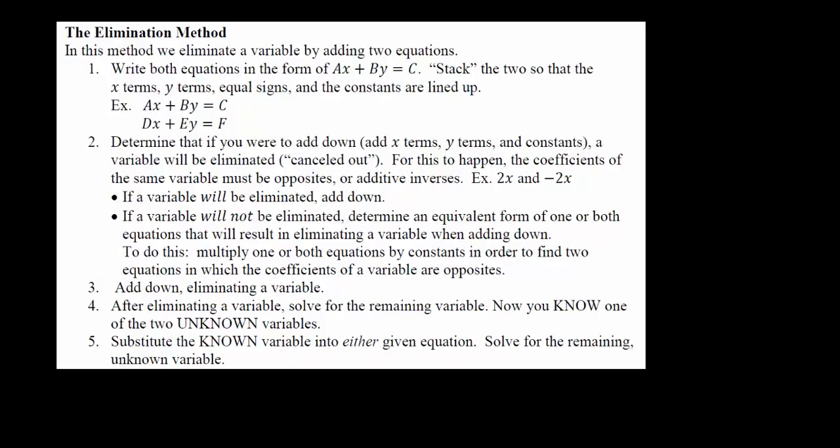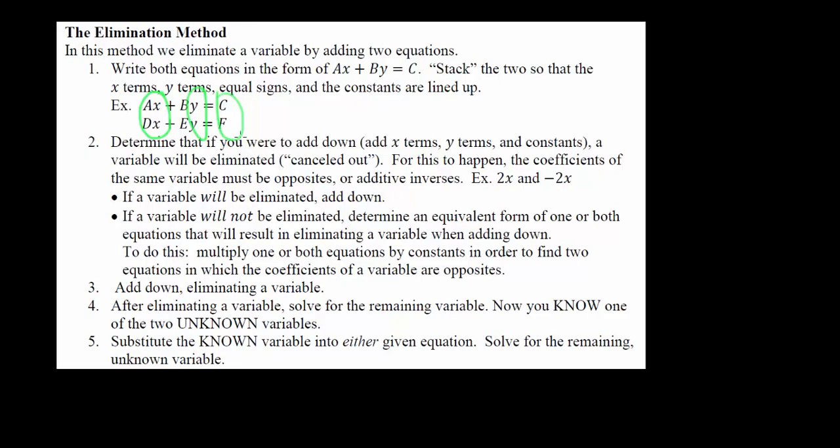So we know how to solve using substitution, but there's another way, elimination method. So let's read through this real quick and then we'll work some examples. Now, in this method, we eliminate a variable by adding the two equations together. But first, you have to make sure that the two equations are in the form ax plus by equals c and stack the two on top of each other so that our x's are on top of each other and our y's are on top of each other. And then on the end, you're going to have these two numbers on top of each other. Then you determine if you were to add down those x terms and y terms and constants together, could a variable be eliminated or canceled out?